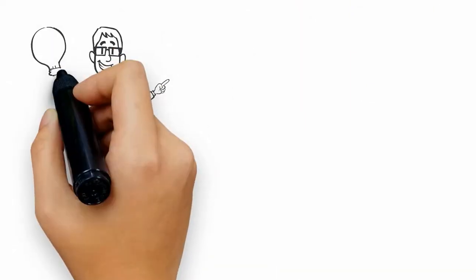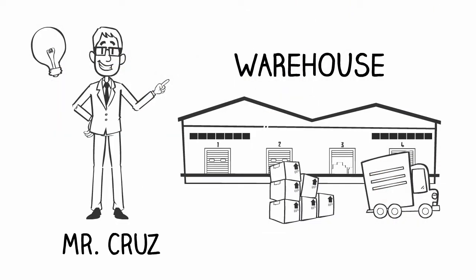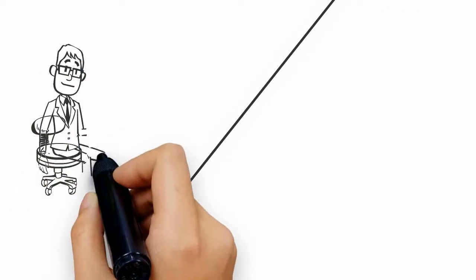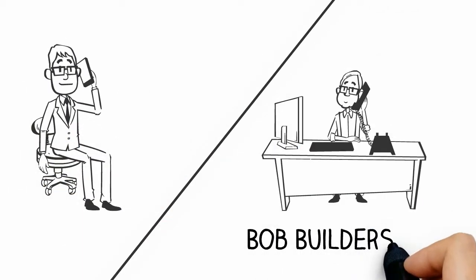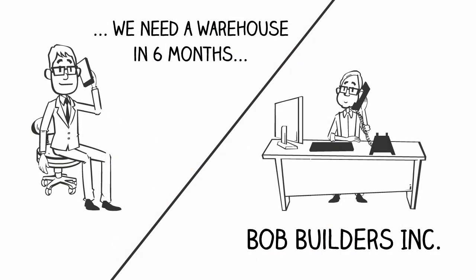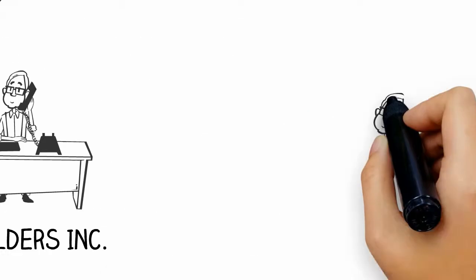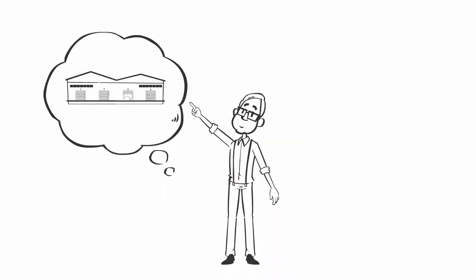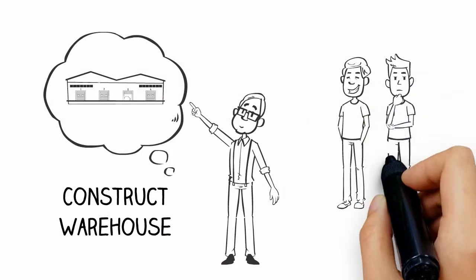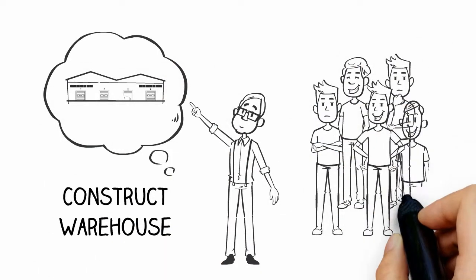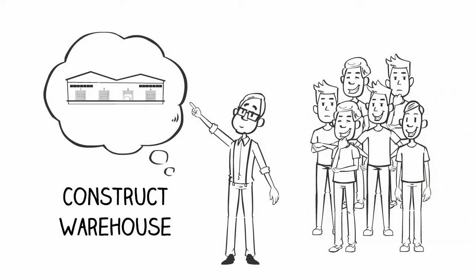Mr. Cruz now wants to put up a warehouse in their company's compound to store their goods. He decided to engage Bob Builders Incorporated, owned by Mr. Bob, to construct the said warehouse within 6 months. Mr. Bob then sends 20 of his construction workers to the Cruz Apparel compound to work on and complete the construction of the said warehouse within the given time frame.